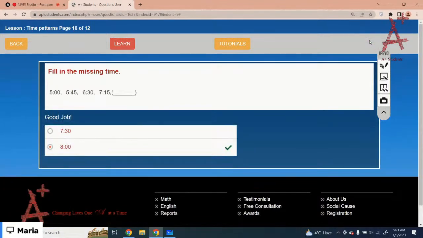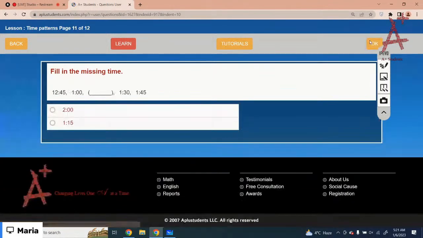Okay, we have left with just one. 12:45, 1:30, 1:45... So which time is missing? Each next time is 15 minutes ahead than the previous one. Got it? So 1 and then 15 minutes later it is 1:15. Got it? Just select the correct option, then click on the OK button.